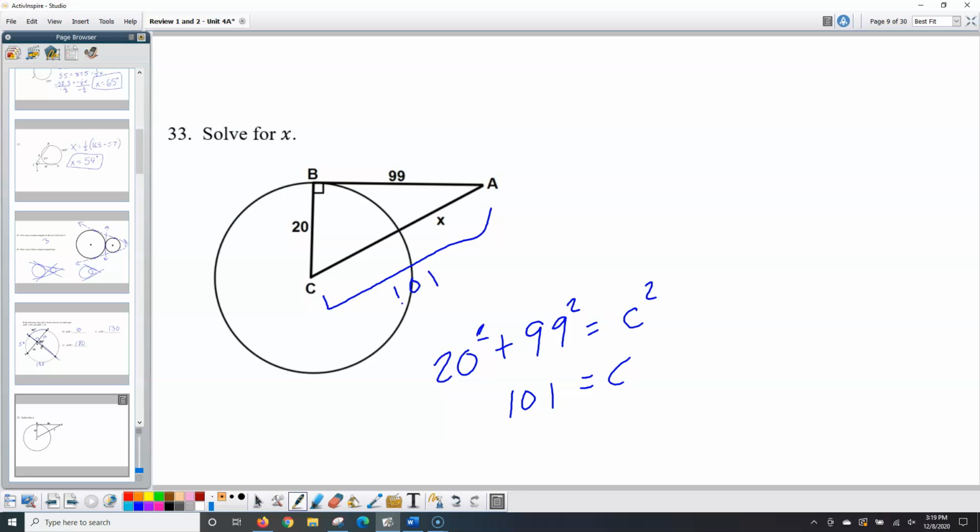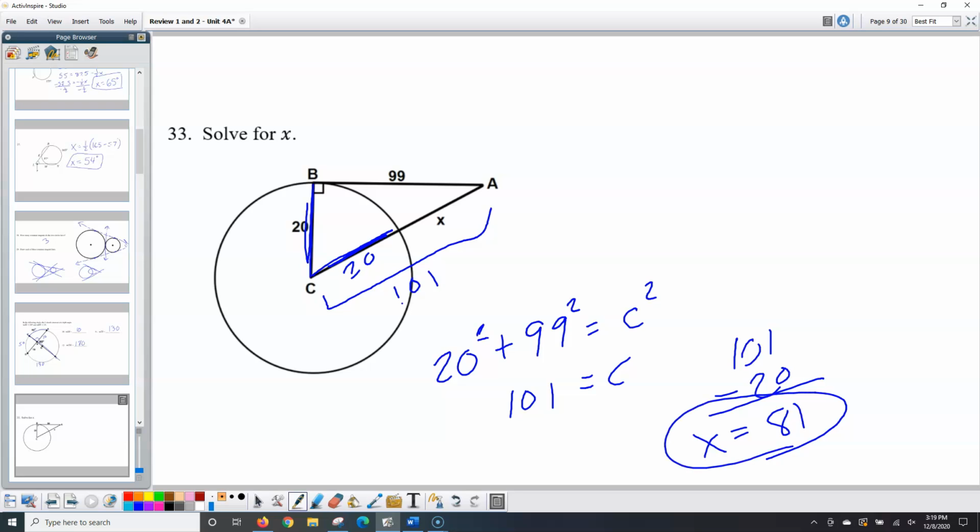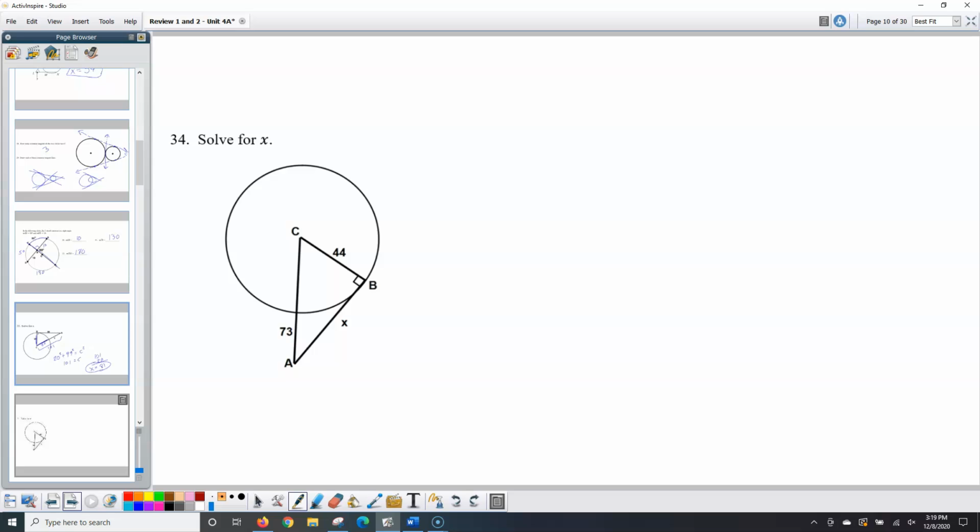I'm noticing that I have a radius right here of 20. I could rotate it over to right here and make that 20. If I want to solve for x, I'm going to say 101 minus that 20, and x will equal 81. Next one.